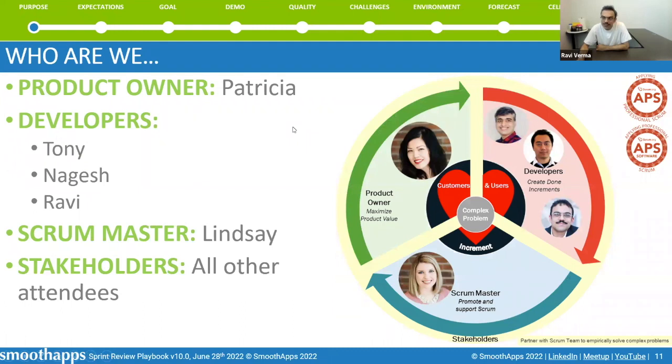Introduce the team, humanize the team. Many times people don't even know the human beings working behind the scenes. Introduce them to the different people, and also tell them what role they are playing in this game that we are playing called Scrum, and specifically in the sprint review. What is expected from the stakeholders? Nagesh, you had a great point here where you set expectations with your stakeholders. What would you like to add?